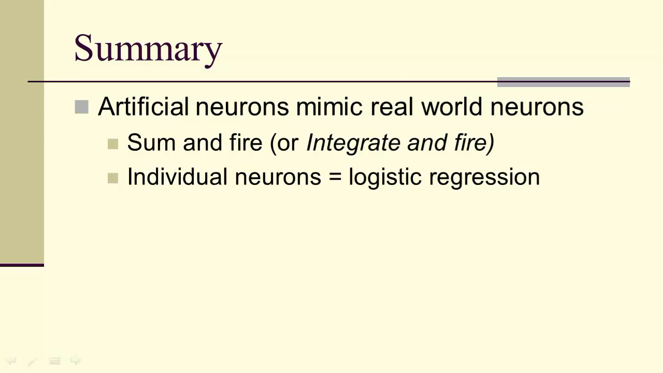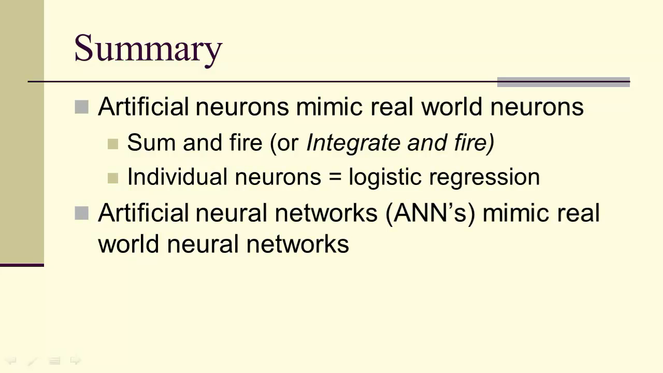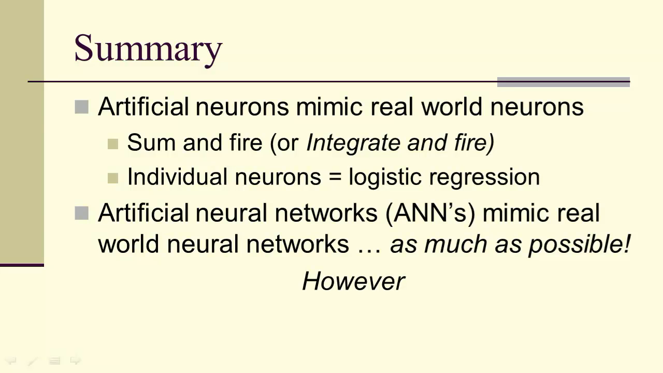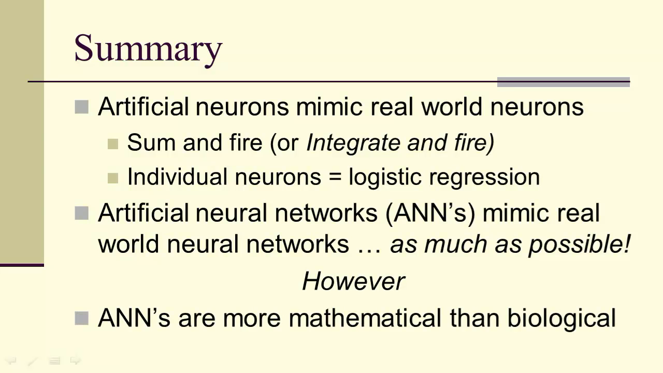So in summary, artificial neurons mimic real-world neurons. They sum and fire, or sometimes we say integrate and fire. Individual neurons are essentially logistic regression machines. And remember, it's artificial neurons that are logistic regression machines, not necessarily real-world neurons. Artificial neural networks mimic real-world networks as much as possible. However, we're going to find out that these artificial neural networks are actually more mathematical than biological. Although the more we know about the biology, the more we can use math to improve our neural networks.